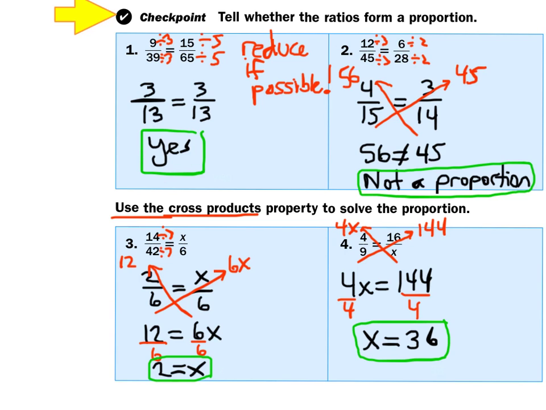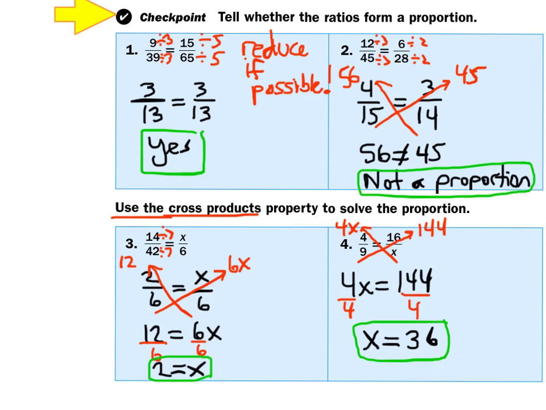All right, take a look at number 2. I had 12 over 45, and is that equal to 6 over 28? So I reduced, I divided the left fraction by 3 on the top and the bottom, and the right fraction by 2 on the top and the bottom. So I got 4 over 15. Does that equal 3 over 14? So then I did the cross products. 15 times 3 gave me 45, and I brought that down here. And then I started at the 14 and shot the arrow across. 14 times 4 gives me 56, and I brought that here. And then when I brought down the equal sign, of course they're not equal, so I put a slash through it. And so these fractions do not form a proportion.